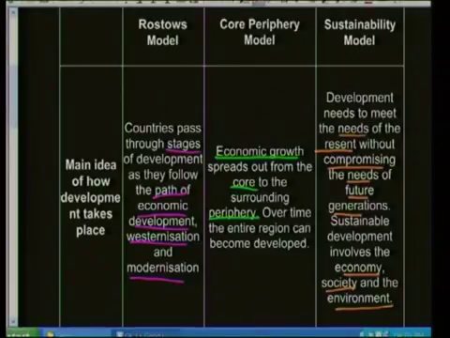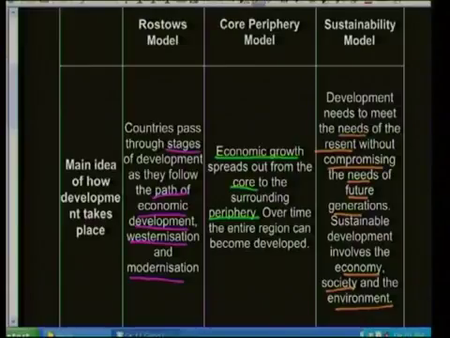So if you just look at the different models again, we've got Rostow's model, which is based on stages, okay, and that each country will pass through these different development levels. The core periphery model is based on a core, and that the development will spread out eventually to the periphery. And the sustainability model involves the economy, the society, and the environment, and all those 3 parts working together.